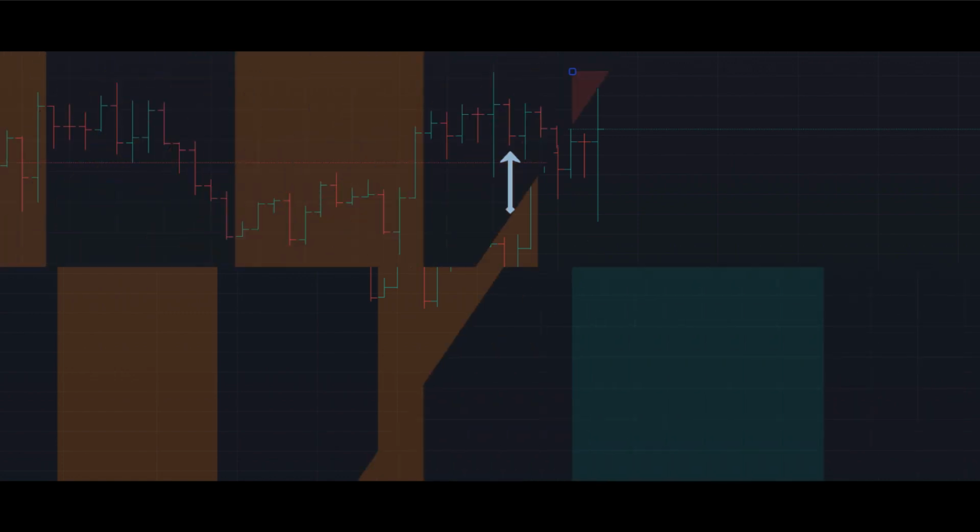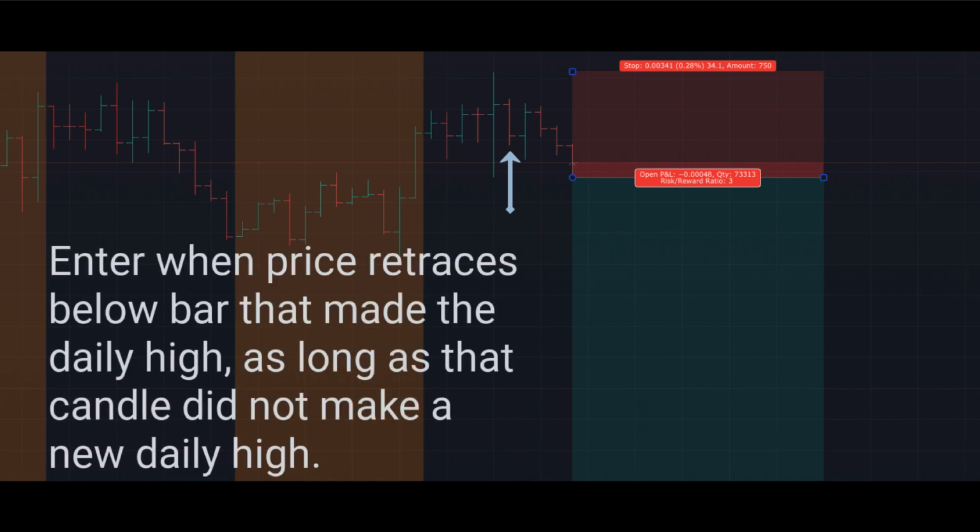Now let's flip to shorts. The rules for shorts is exactly the same as that for longs. We have the daily open here. We are looking to take trades in the direction of the daily open, which is this level here. So in this case, we are looking for shorts. The next thing we are looking for is price to make a new daily high, which is this bar right here. The third thing we are going to look for is that the bar after the daily high does not make a new daily high, which it does not.